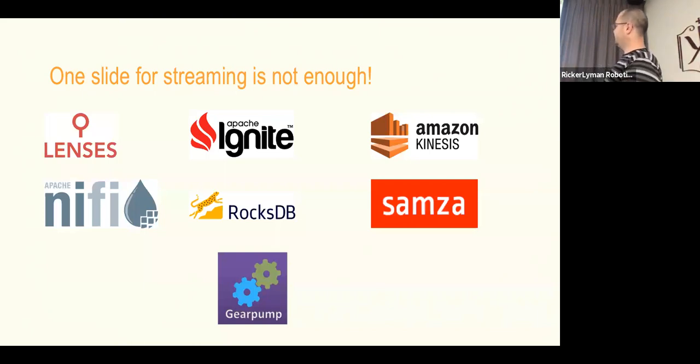Kinesis, it's an interesting story. You took Kafka as a streaming framework and processing framework, cut the functionality in half, and you get AWS Kinesis. I don't know why they did it. I'm ready to kill them.